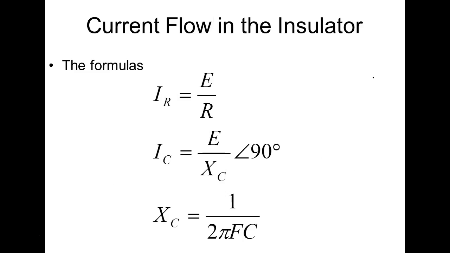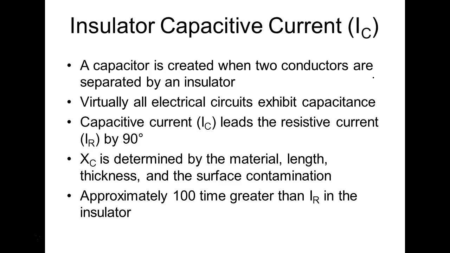So this shows you what happens. The current flow in the capacitance of the insulator causes a phase shift between the current in here and the current out in the insulator. Of course it lags by 90 degrees, but that's no big deal. All we need to understand is that there is current flow in the insulator.